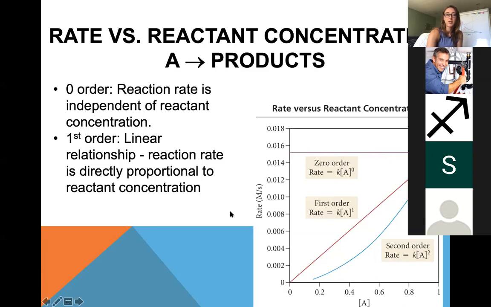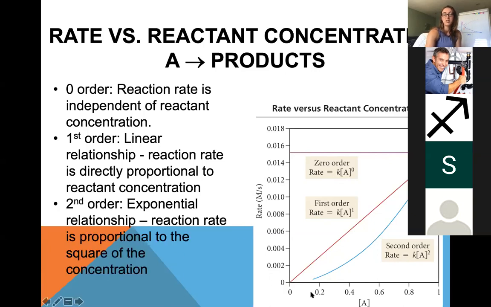For first order, you can see that the reaction rate has a linear relationship with the concentration. So as you increase the concentration, you increase the rate. And it's a directly proportional relationship. And then second order reaction is more exponential, right? You can see that as you increase the concentration, the rate of reaction rises a lot faster. Okay, so I actually like this graph a little bit better personally. I think it sums everything up a little bit better.